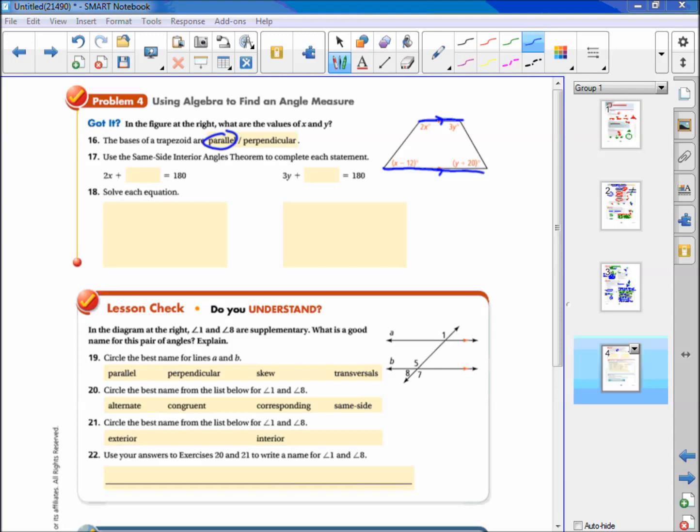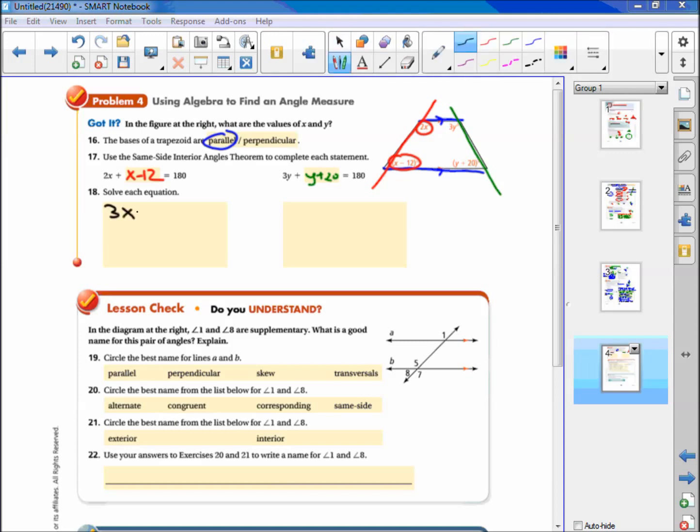So here's a transversal cutting across my blue parallel lines. Then the same side interior angles should be supplementary. So 2x plus x minus 12 equals 180. And then the same thing happens over here. This guy cuts across, so 3y plus 20 should be equal to 180. And then we're just asked to solve each equation.